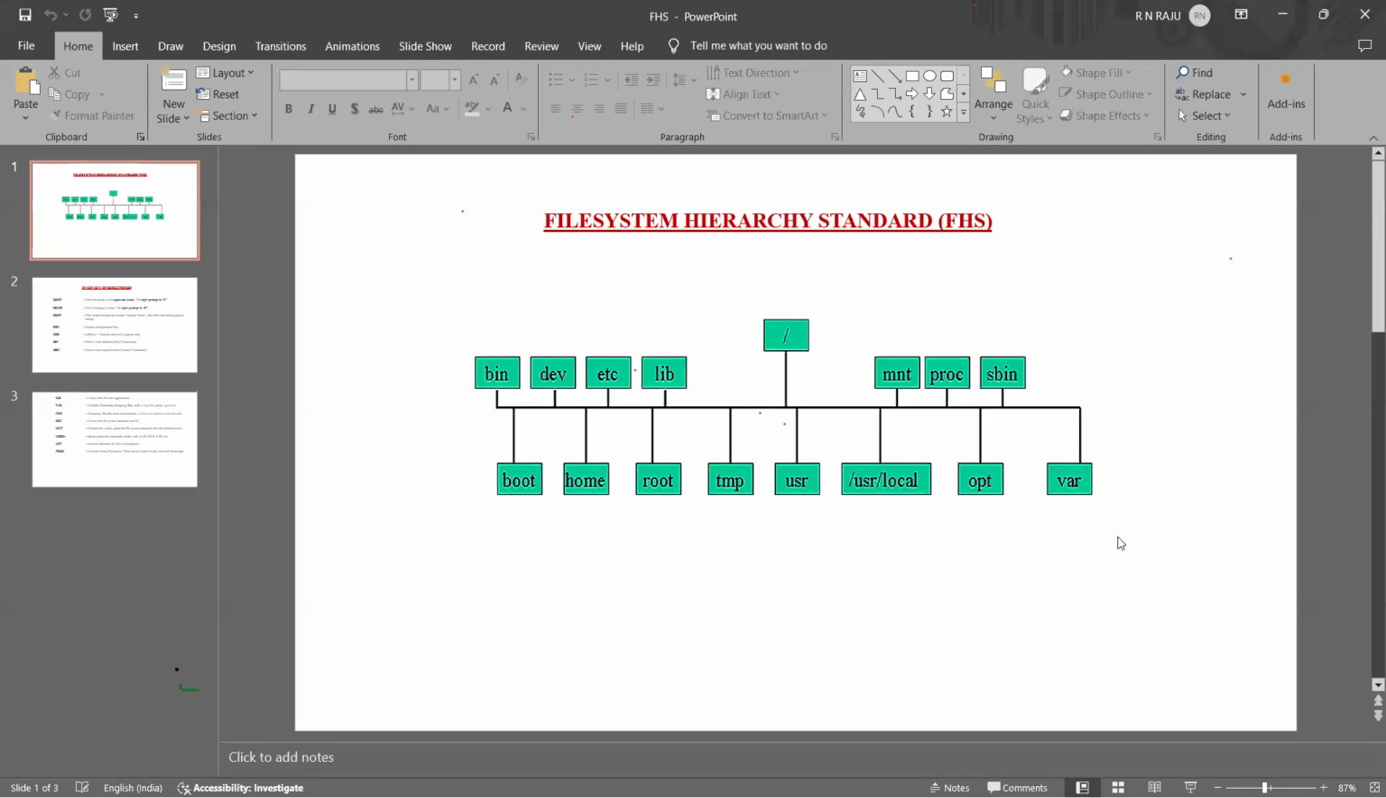Same like, sir, where is my installed application information? And where are my device files? Where are my library files? Where are my binary files? So everything is under what? Under FHS.